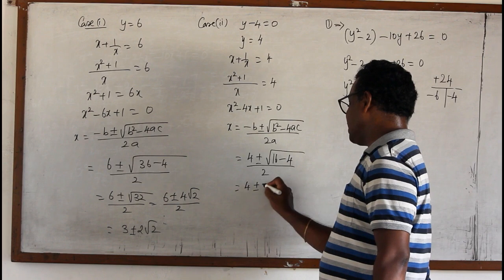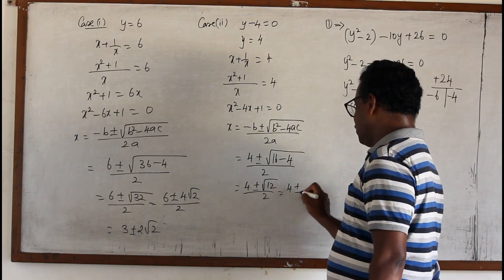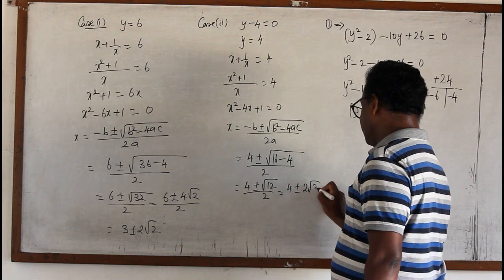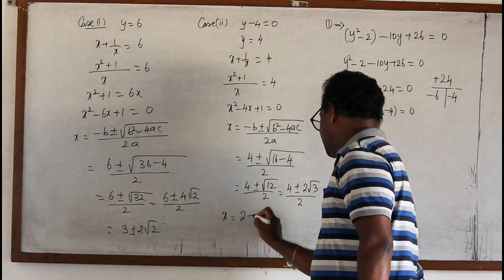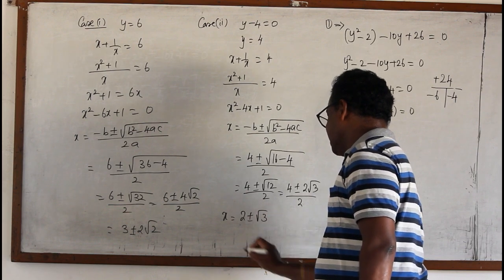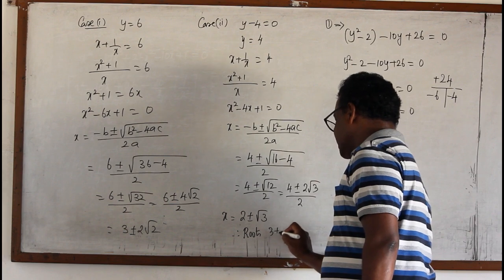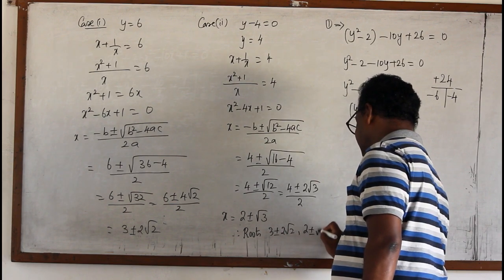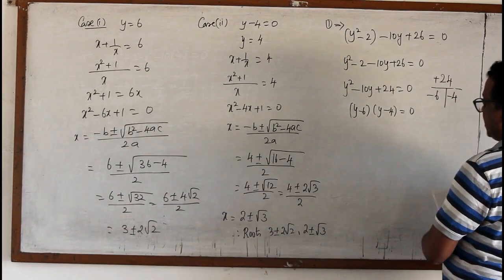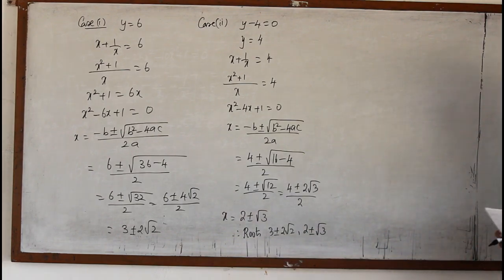It is plus 4 plus or minus root of b square, which is 16, minus 4 ones are 4, by 2a, which is 2. 4 plus or minus root 12 by 2. Root 12 is 4 into 3, so 2 root 3 by 2. If I divide by 2, x equal to 2 plus or minus root 3. Therefore, the roots are 3 plus or minus 2 root 2, and 2 plus or minus root 3. So these are the 4 roots. So with that, this example is over.